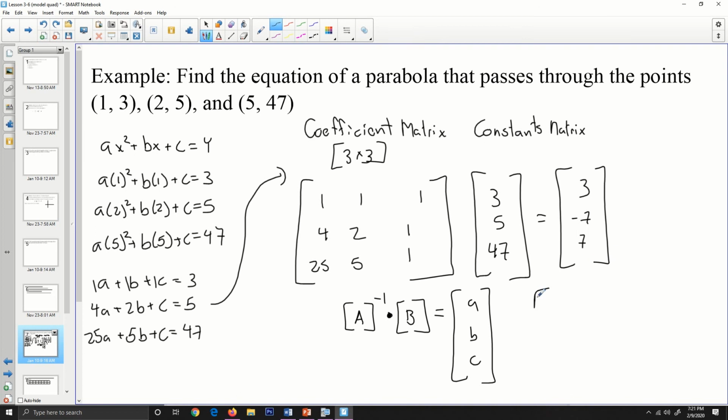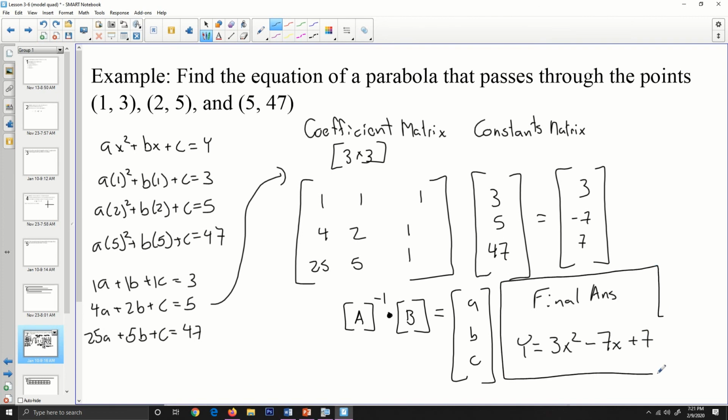So my final answer for this is going to be y equal to 3x squared minus 7x plus 7. And that is my final answer.